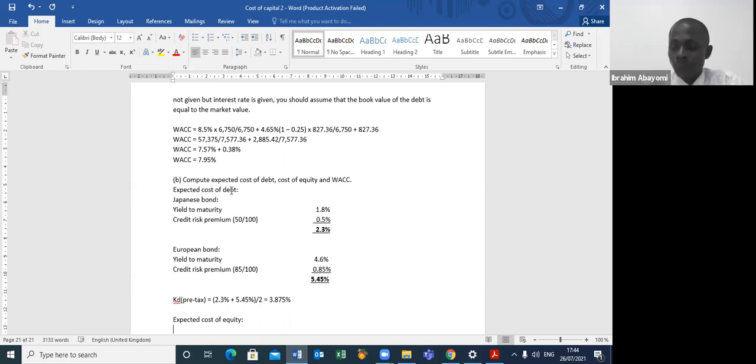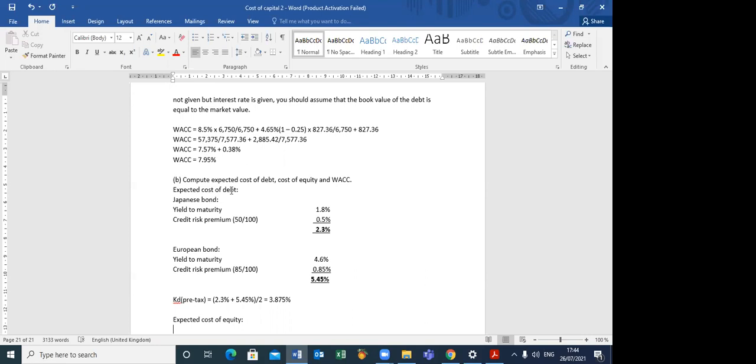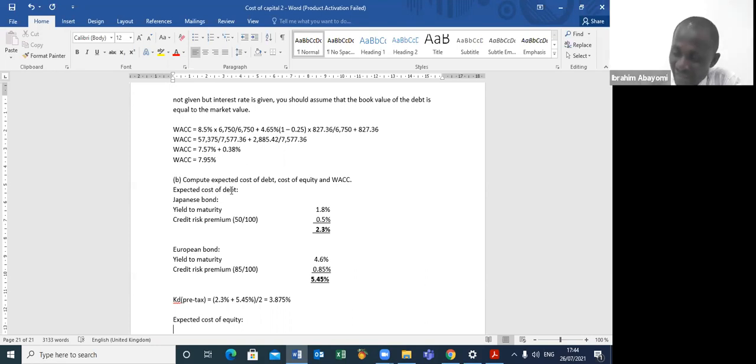So what do we now do? The best thing we can do now is for us to get the asset beta of Jupiter currently. When Jupiter is having 800 million of debt, what is the asset beta? How will I get that? I will get the asset beta by ungearing the current equity beta at 800 million level of debt. That's the first thing you need to do.